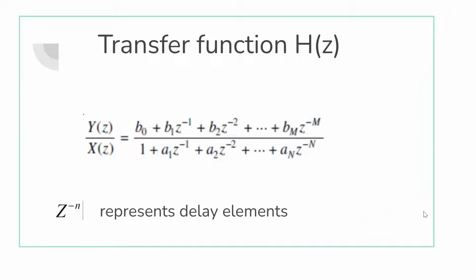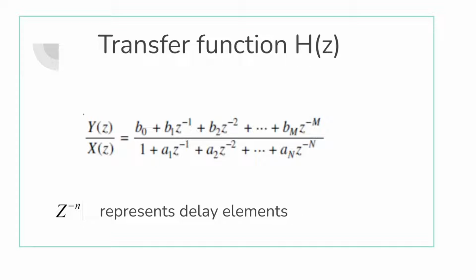The given equation is a transfer function H(z). In the transfer function H(z), the numerator consists of the coefficients of zeros and the denominator consists of the coefficients of poles. In the transfer function, we have z^-1, z^-2, up to z^-m. Here, z^-n represents the delay. For example, z^-1 denotes 1 step delay, z^-2 denotes 2 step delay.